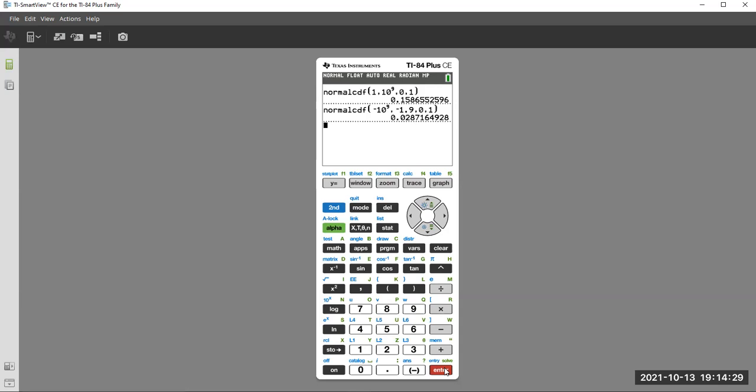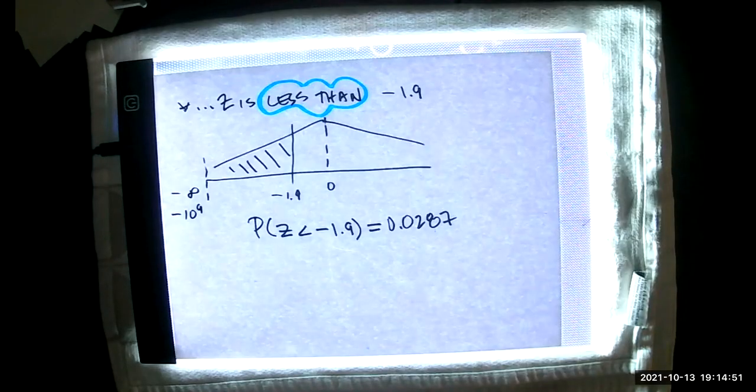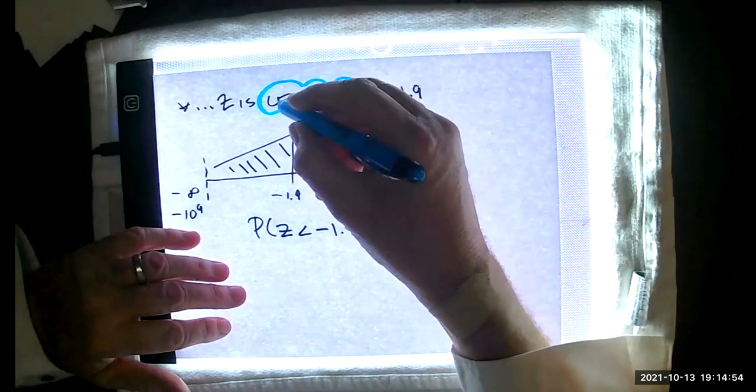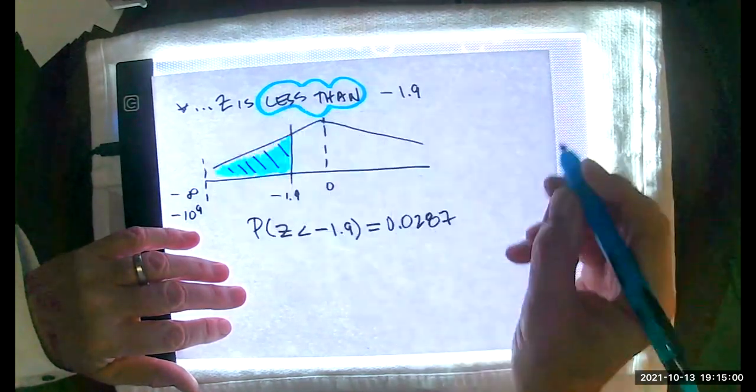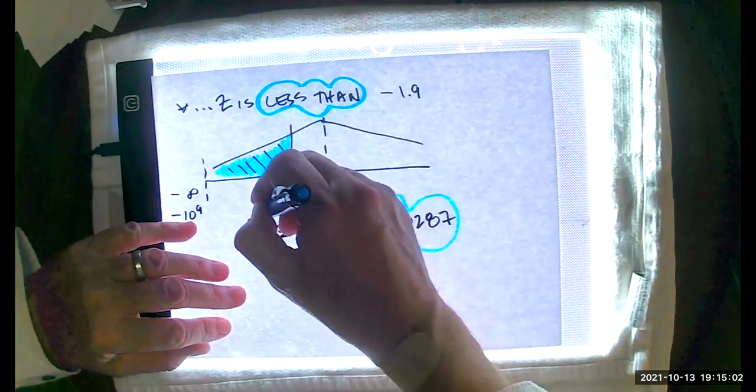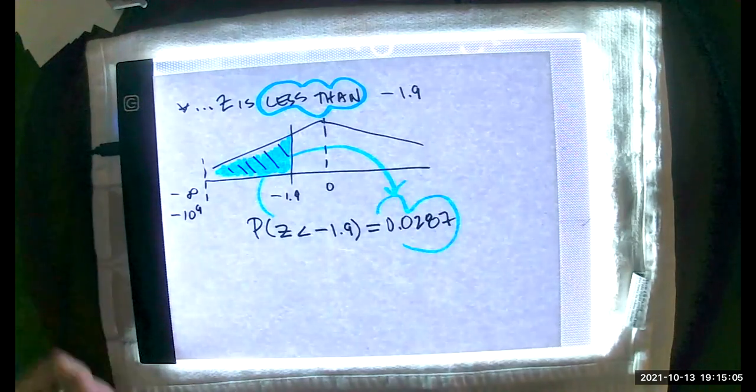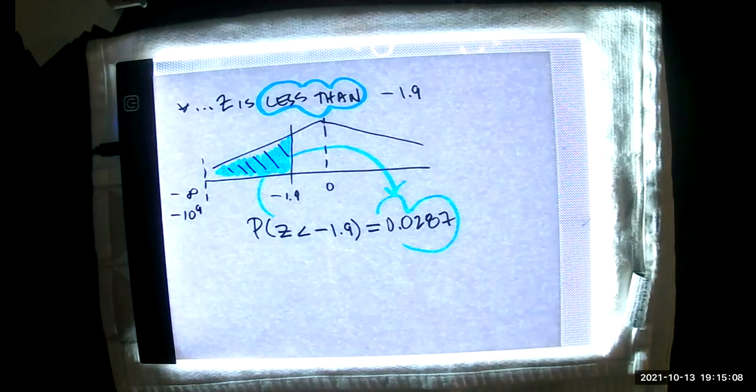A 0.02871. 287, the 1 means the 7 stays. And we get a 0.0287. So here again, that area and that probability are the same.